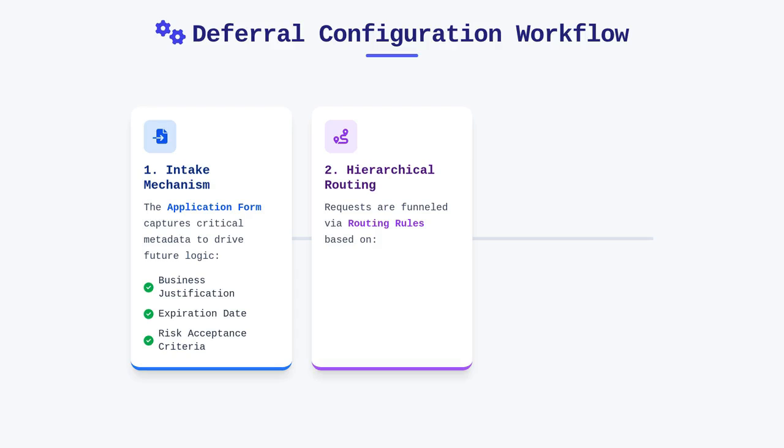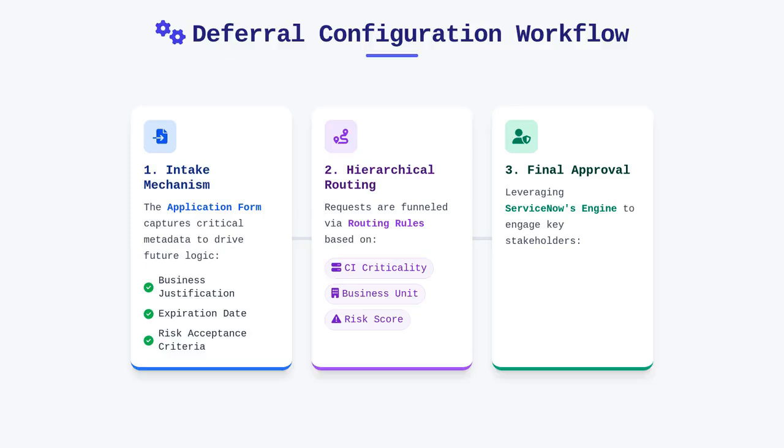Once a request is submitted, it does not simply move to a state of approval. It must be funneled through a hierarchical routing rule. These rules can be built based on the criticality of the CI, the business unit, or the underlying risk score of the vulnerable item. By leveraging ServiceNow's approval engine, you can ensure that the right stakeholders, such as asset owners or GRC managers, have the final say before an exception is granted.